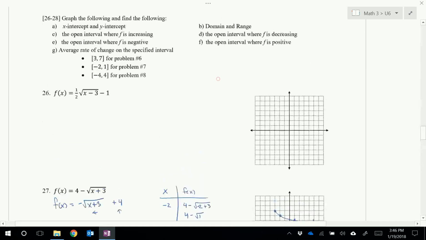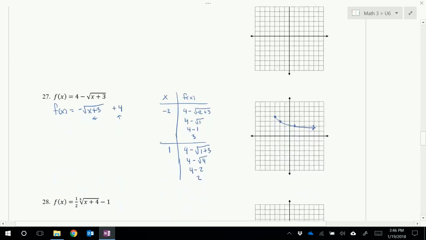So for part A, we want to find the x and y intercept. So for the x-intercept, plug in 0 for y and solve. So 0 is going to equal 4 minus the square root of x plus 3. I'm going to add square root of x plus 3 to both sides here. Square both sides. And get x plus 3 is 16. Subtract 3 and you get x is 13. And if you check that, it turns out that's true.